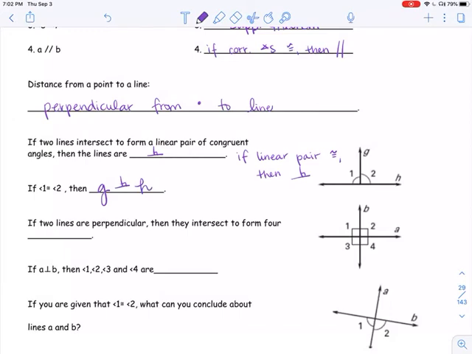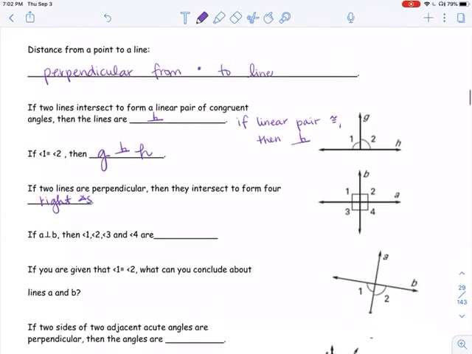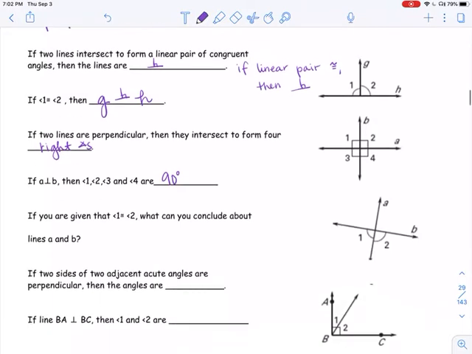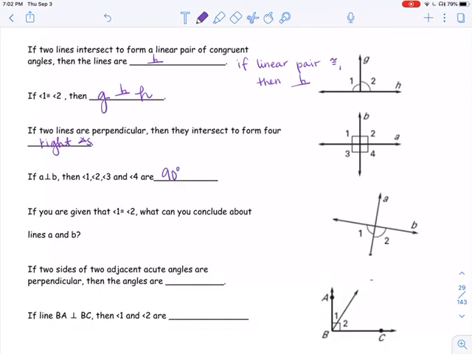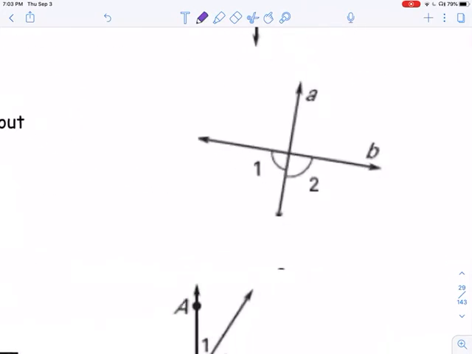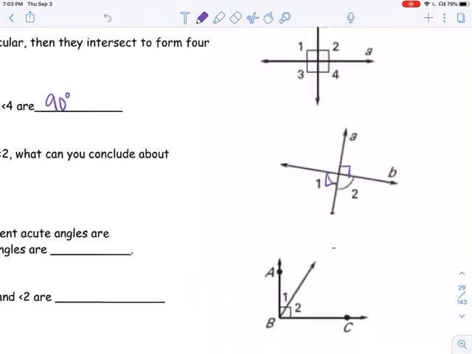If two lines are perpendicular, they intersect to form 4 right angles. And these would all be 90 degrees or right angles, interchangeable. If you are given that angle 1 is congruent to angle 2, what could you conclude about lines A and B? Well, they form a linear pair, so these have got to be perpendicular to one another.